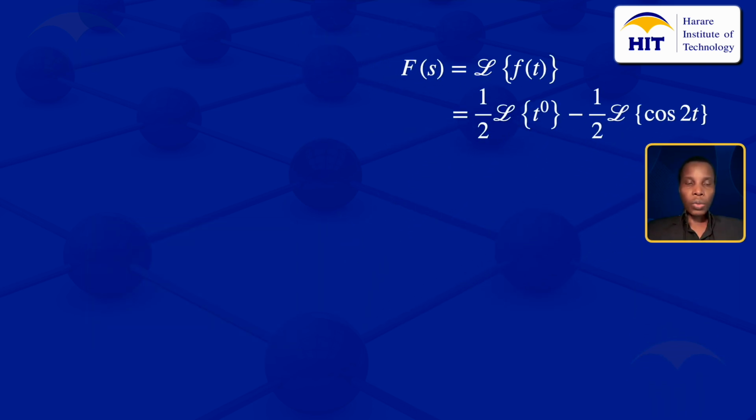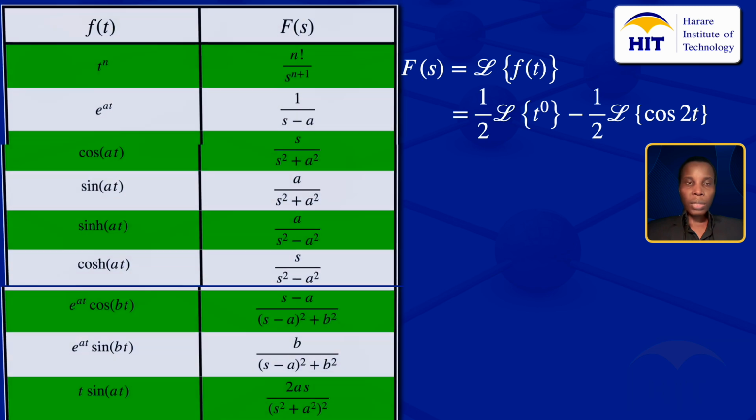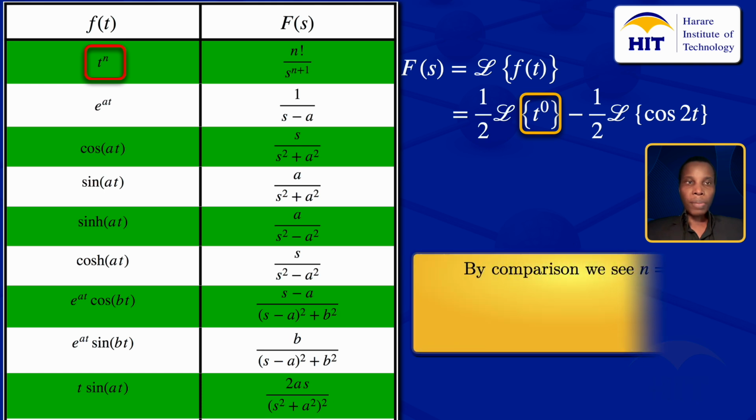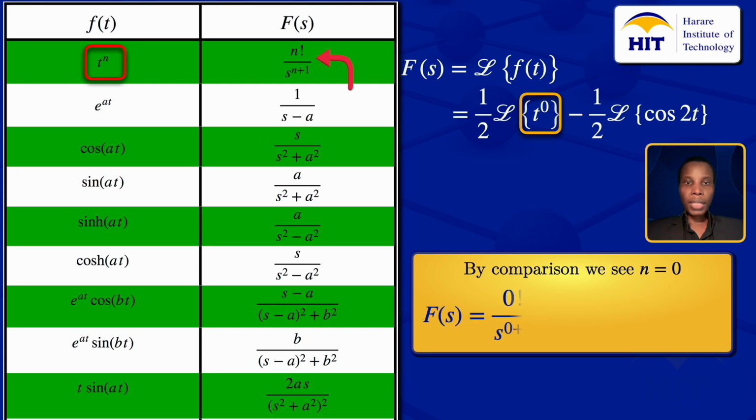We can now go on and look at our table of Laplace transforms. From the table there, if we look at this function here, t to the power 0, it is of this form here, t to the power n. And by comparison of the two highlighted parts, we see that our n is equal to 0. Then substitute n equals 0 here, so that we have F of s is equal to 0 factorial divided by s to the power 0 plus 1. 0 factorial gives us a 1, so our expression becomes 1 divided by s. So that's the Laplace transform of this highlighted part. So our expression will then become half multiplied by 1 divided by s.